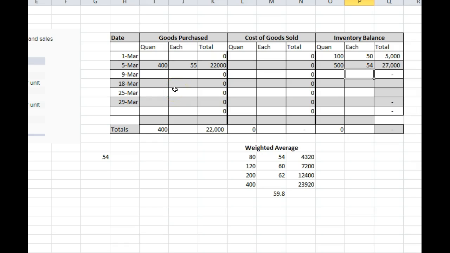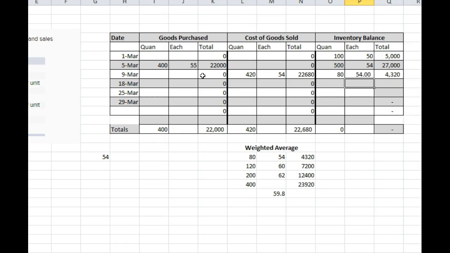On March 9th, I sell 420 units. And their cost, now even though I sold them for 85, notice I'm keeping track of cost of goods sold here. So their cost is at $54. And that comes up to $22,680 as a cost of goods sold. Now what do I have to do here with my inventory? Well, first of all, I have to take that out of inventory. And how much are they valued at? 54. So now I have a new inventory of 4,320 value, and I have 80 in stock.